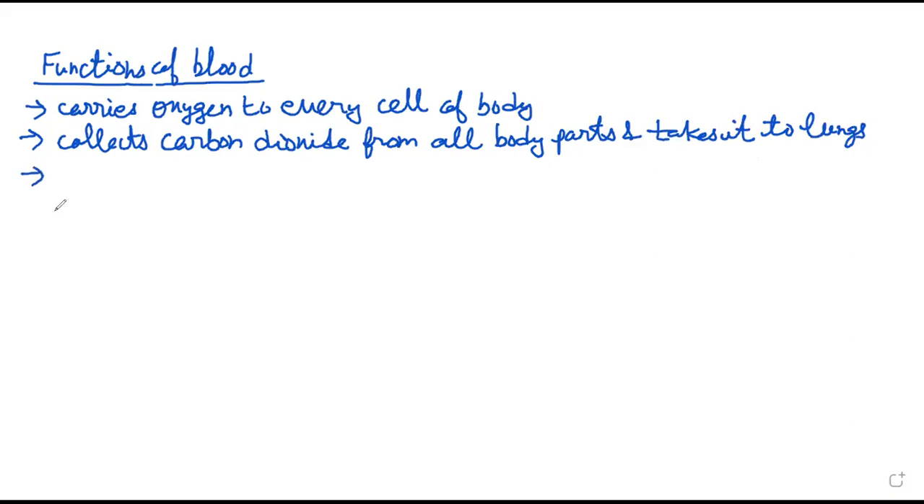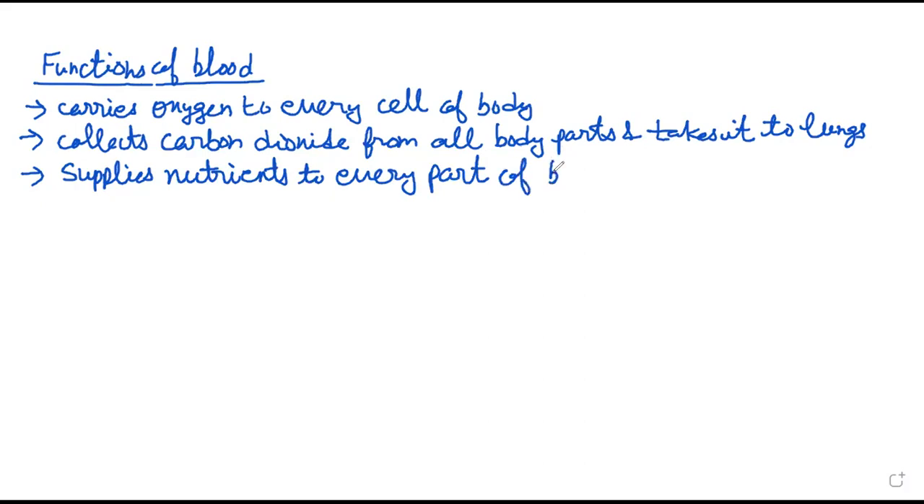Also, we know that we eat food and we get the nutrients from the food. But how do these nutrients reach each and every part of the body? That is with the help of blood only. So it supplies nutrients to every part of the body, because each part needs nutrients for its growth. Blood supplies these nutrients.